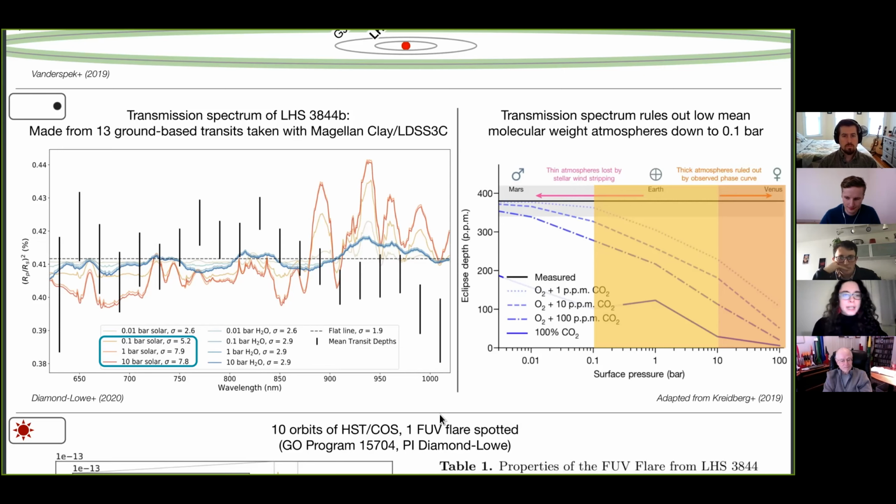The main conclusion that we can draw from this transmission spectrum is when we compare it to some models, which are there in the red and blue in the background. We looked at a solar composition, that is to say a hydrogen and helium dominated atmosphere, as well as some higher mean molecular weight, pure water steam atmospheres. And we can rule out with these data a clear low mean molecular weight atmosphere around this planet, down to 1 bar of surface pressure at 5.2 sigma. So higher surface pressures are ruled out to higher confidence.